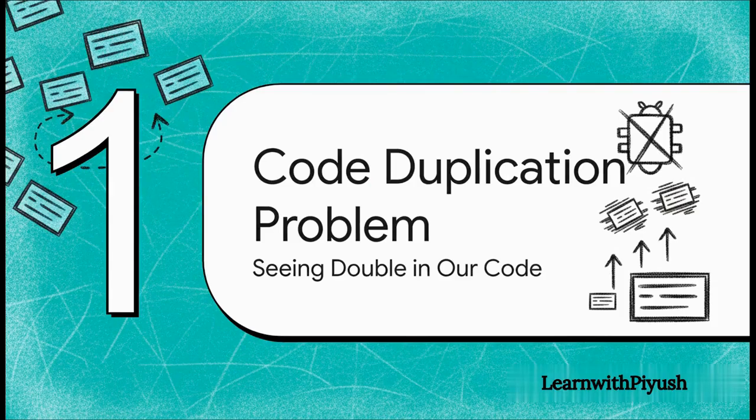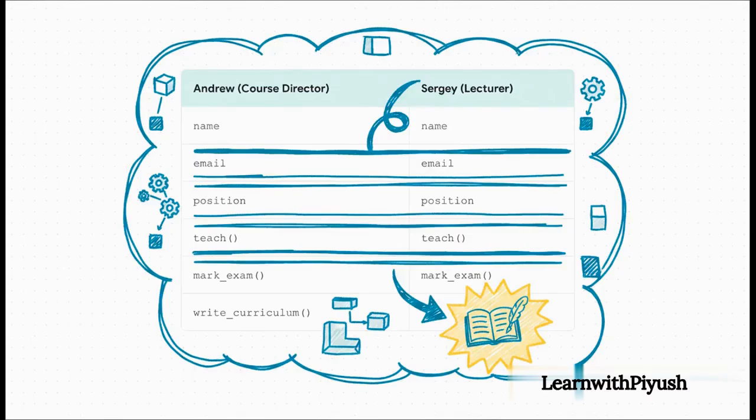The number one enemy of good software design is often just repetition. When we find ourselves copying and pasting code, we're not just saving a few seconds, we're actually setting a trap for our future selves. Okay, meet Andrew, a course director, and Sergey, a lecturer. Now, their jobs seem different, right? But look at how we'd represent them in code.